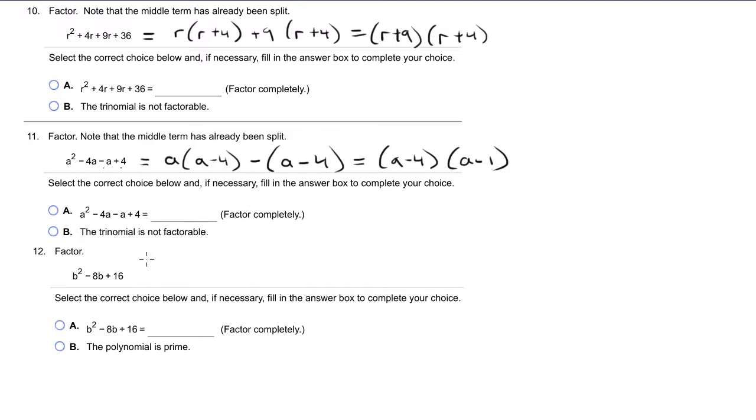Okay. Lastly, right here, we've got b squared minus 8b plus 16. Aha! That's a negative 4 squared, and negative 8 is equal to 2 times negative 4. So this whole thing is going to factor into b minus 4 quantity squared. And I knew that by seeing that 16 as negative 4 squared.